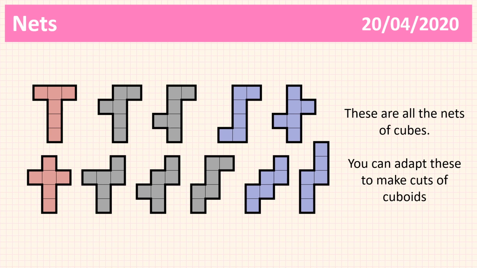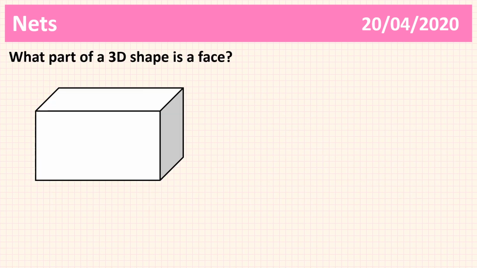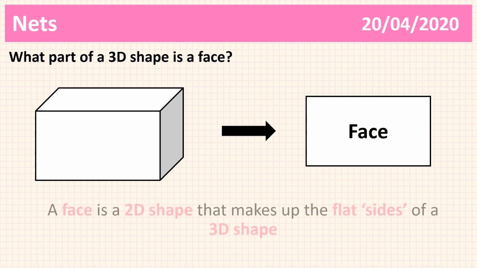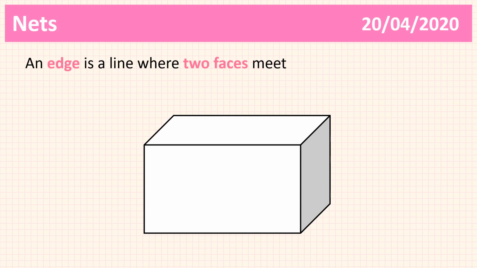So before we move on and we do anything else, we need to teach you some keywords that we need to look at. So the keywords you need to know, first one is face. What is a face? Well, here is a cuboid, here is its face. And a face is a 2D shape that makes up the flat sides of a 3D shape. That's what we call a face. The other thing you need to know is what an edge is. An edge is where 2 faces meet. That's what an edge is. So for example, on this cuboid, that bit there would be an edge.